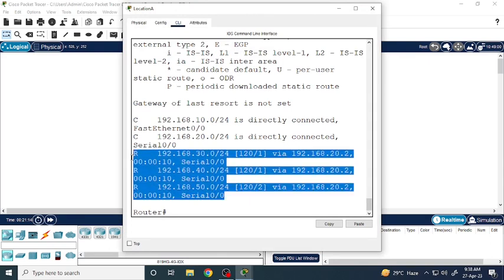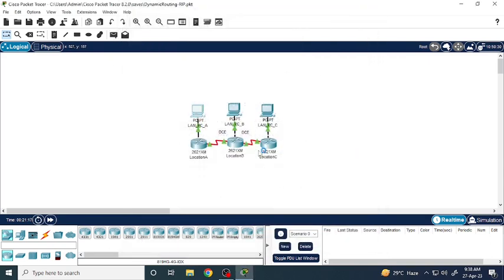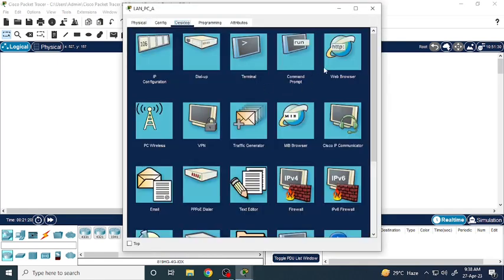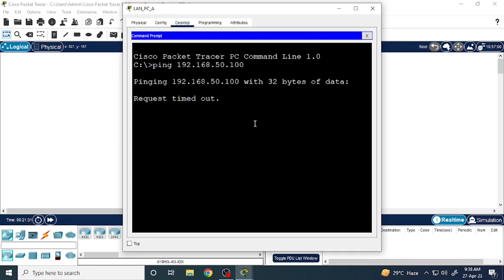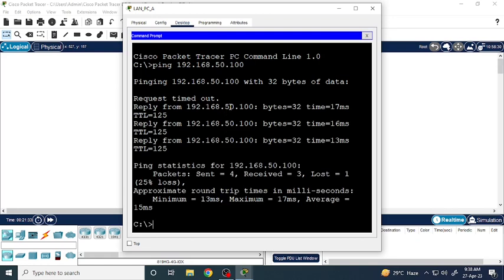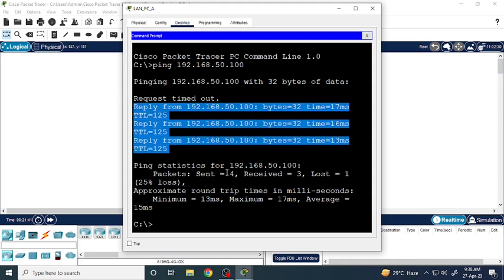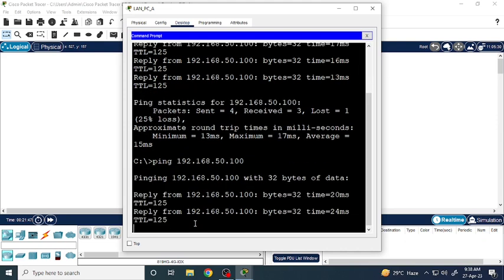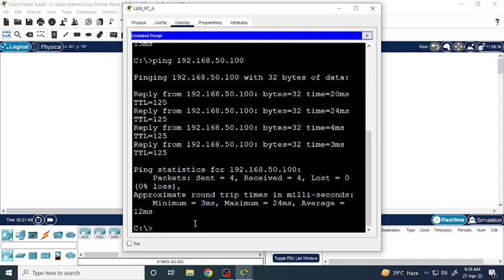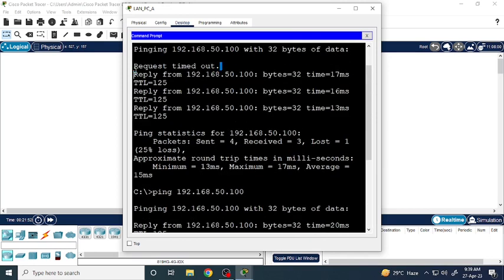Yeah, there you go. Okay, so let's check our ping from one end to the other. So ping 192.168.50.100, and if there isn't any other mistake, yeah, there you go. So the first reply could be timed out because there isn't any precedence, but since we have done ping once, now there won't be any loss. Okay, so whenever we ping for the first time, there may be a packet loss, like this one, a single packet loss.